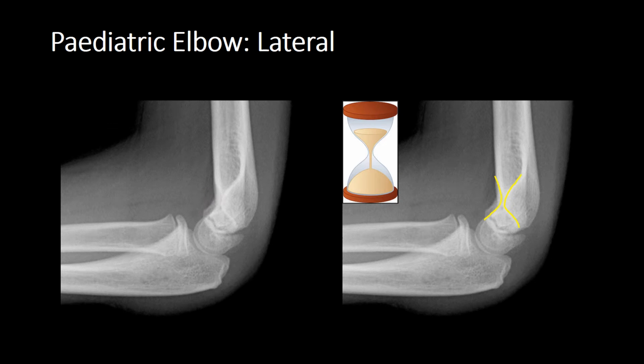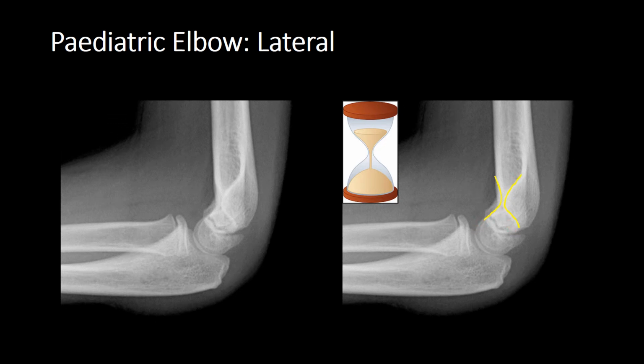We can see our anterior fat pad, which is a normal, dark, small triangular line that lies anterior to the anterior humerus. And remember, because the posterior fat pad is in the olecranon fossa, we can't see it. This appearance of the supracondylar ridges coming close together to form the olecranon and coronoid fossae creates the appearance of an hourglass.